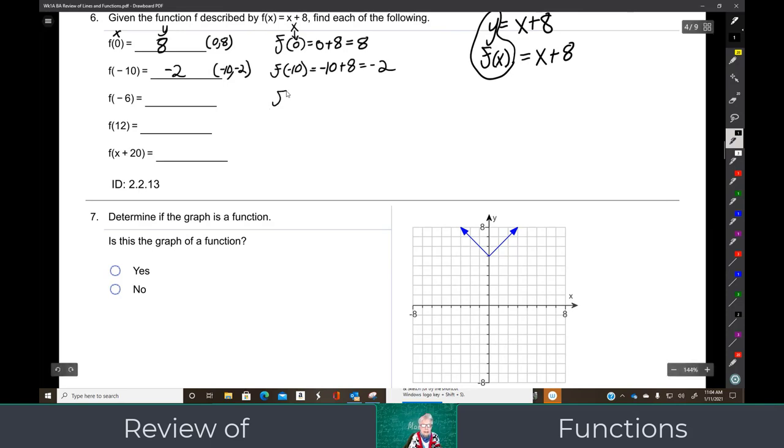f of negative 6 is going to equal negative 6 plus 8, which is positive 2. Whatever number goes in here goes in for the x. Now, I'm not going to do all of these for you. I am going to do this one. This is very interesting. So I'm actually going to start from the beginning. I'm going to write f of x equals x plus 8. Now, there's an x plus 20 in this set of parentheses.